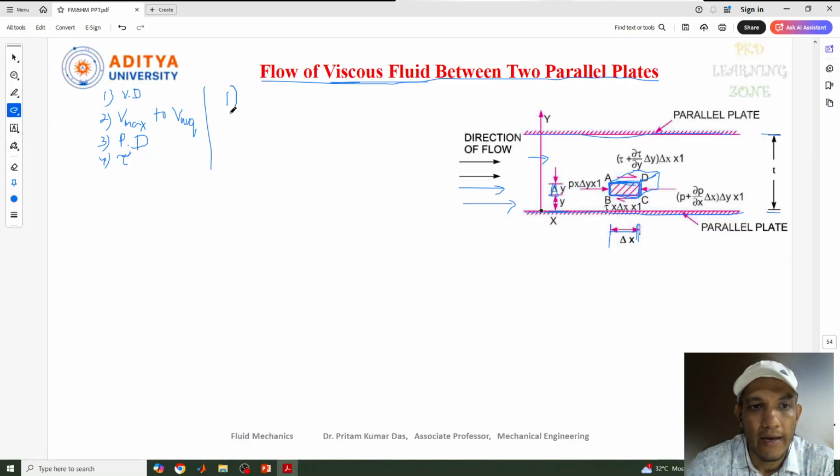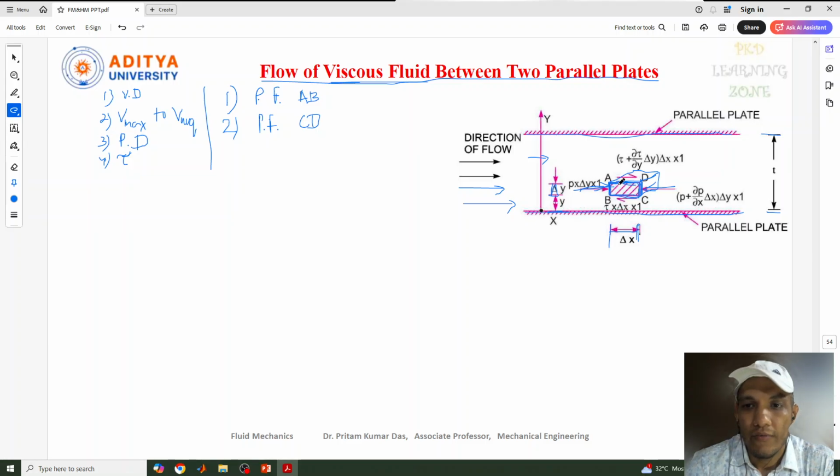Now the first one is the pressure force on the face AB, and similarly the pressure force on the face CD. You can see here this is AB and this is CD. So one pressure force is going to act on one side, and another pressure force on the other side.